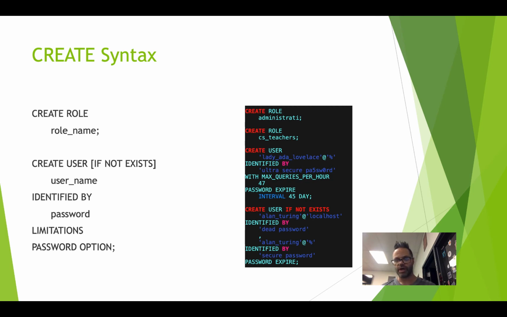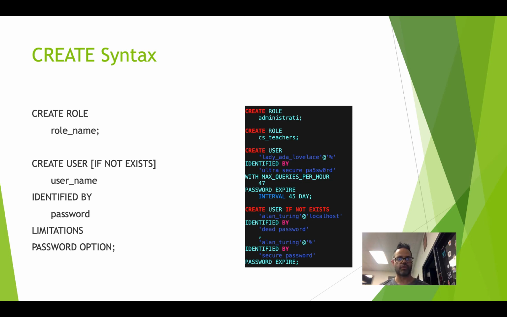Now, the options that are created right there with the max queries and the password expire, those are global level accesses that belong to all the users that are created inside that statement. And so that password expire affects both the at localhost and the at %. So those are things that happen for both of the Alan Turing logins. Same thing with if I had another user on the Lady Ada Lovelace creation statement, that password expire interval would apply to all the users created within that same statement.